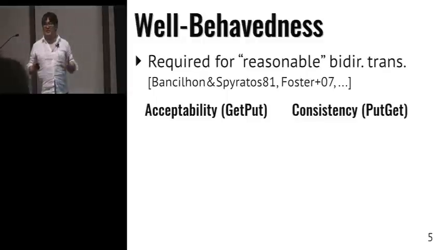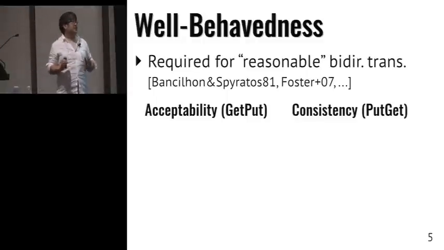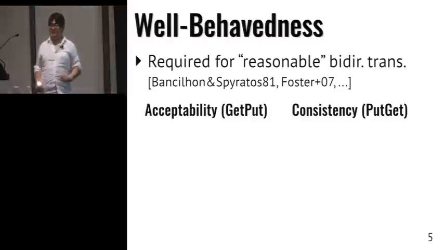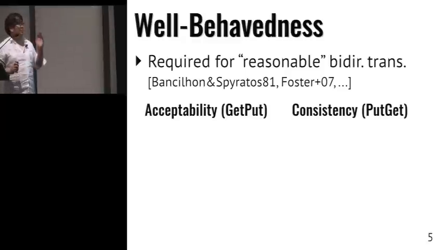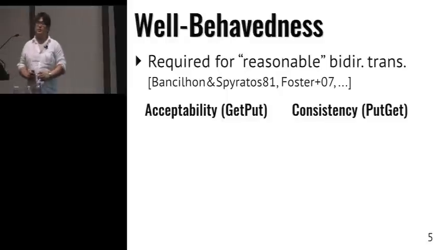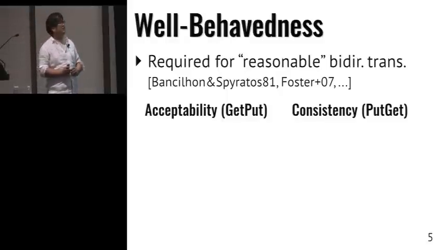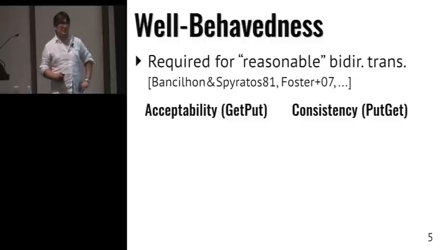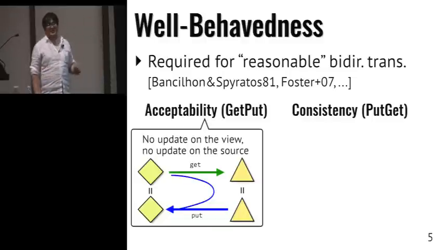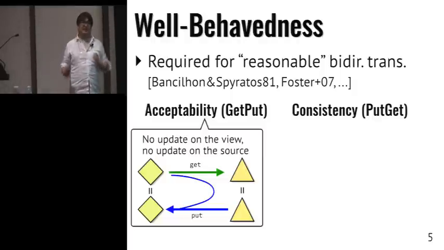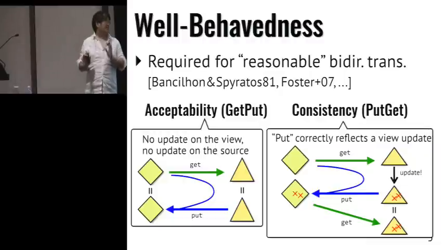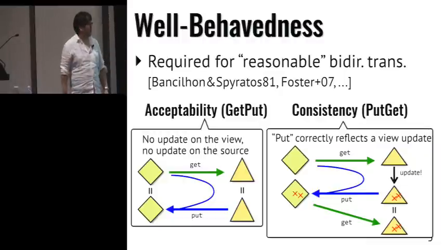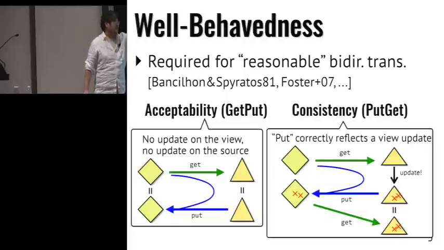We want to require some properties of bidirectional transformations to characterize reasonable ones. Here we consider a property called well-behavedness. Well-behavedness consists of two properties: one is acceptability, the other is consistency. Very roughly speaking, acceptability means that if there is no update on the view side, there is no update on the source side. And consistency says that put correctly reflects the view update. If you update a view, put this update back to the source, and get again, we obtain the same view.